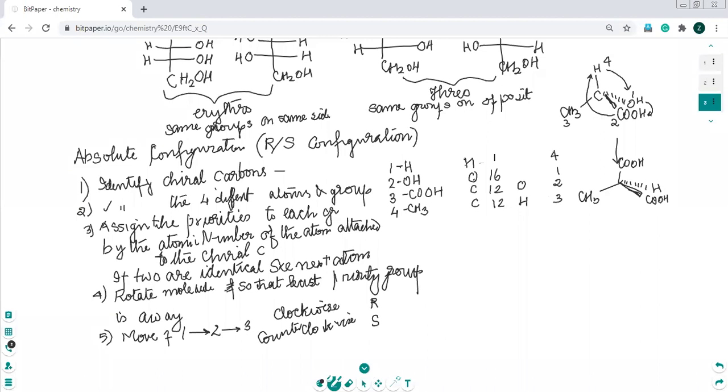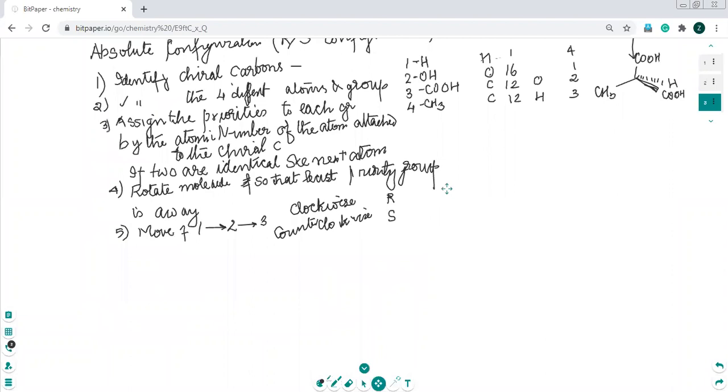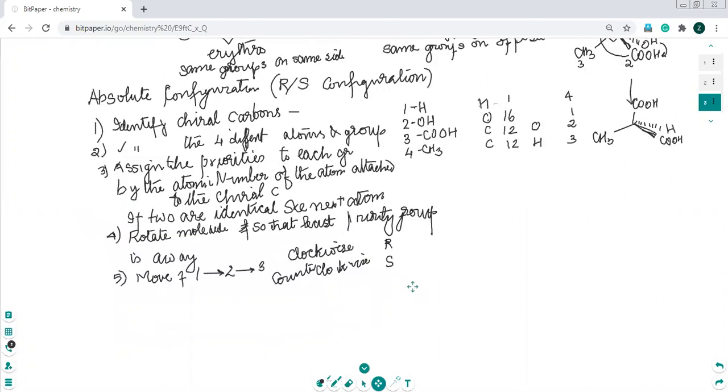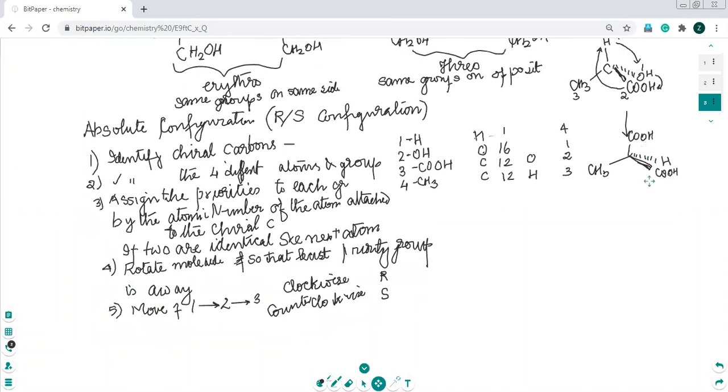Oh, the writing is not proper, because the connection is very vague. So if it is counterclockwise, it is having S configuration. Now let us see here. Now see the priority, it should not change. Remember that we have the top priority for the OH group. Be very careful about the mistake which we all make. So this one is the OH group.